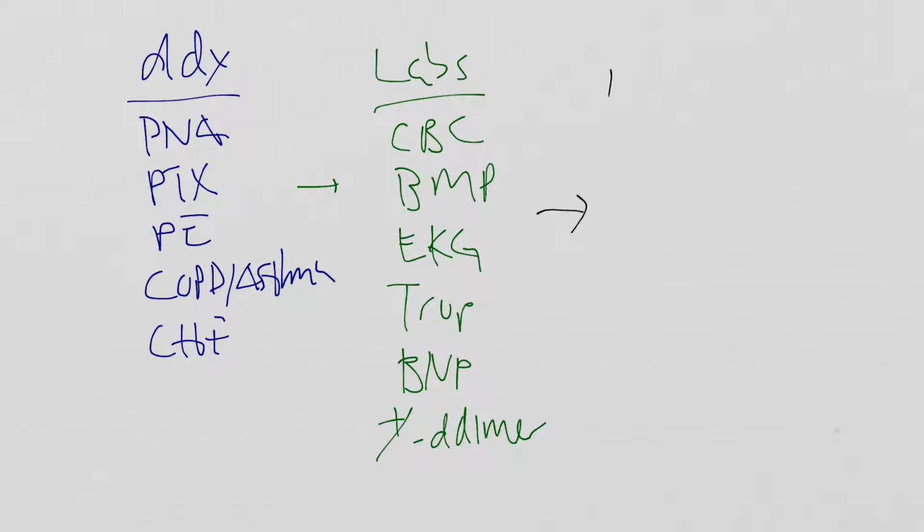For imaging, you'll probably want to order a chest x-ray to ensure that your patient isn't having a pneumonia or a pneumothorax. The last thing that we're going to go over is the New York Heart Association classification system for CHF exacerbation. This is important because it can help determine what your disposition of the patient will be. The classification system goes from class 1 to class 4.